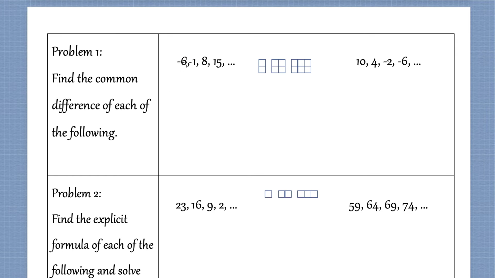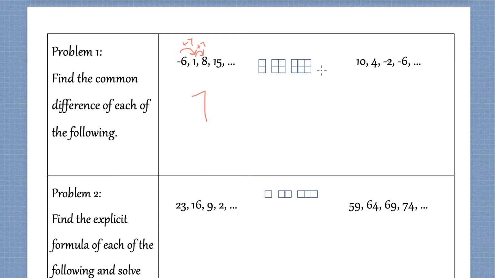We're going to want to see how much we need to add to -6 to get to 1. And so 1 minus -6 is 7. And so that means we're adding 7 each time. And so if you look over here, 1 plus 7 is equal to 8. So that shows that 7 is our common difference. 7.